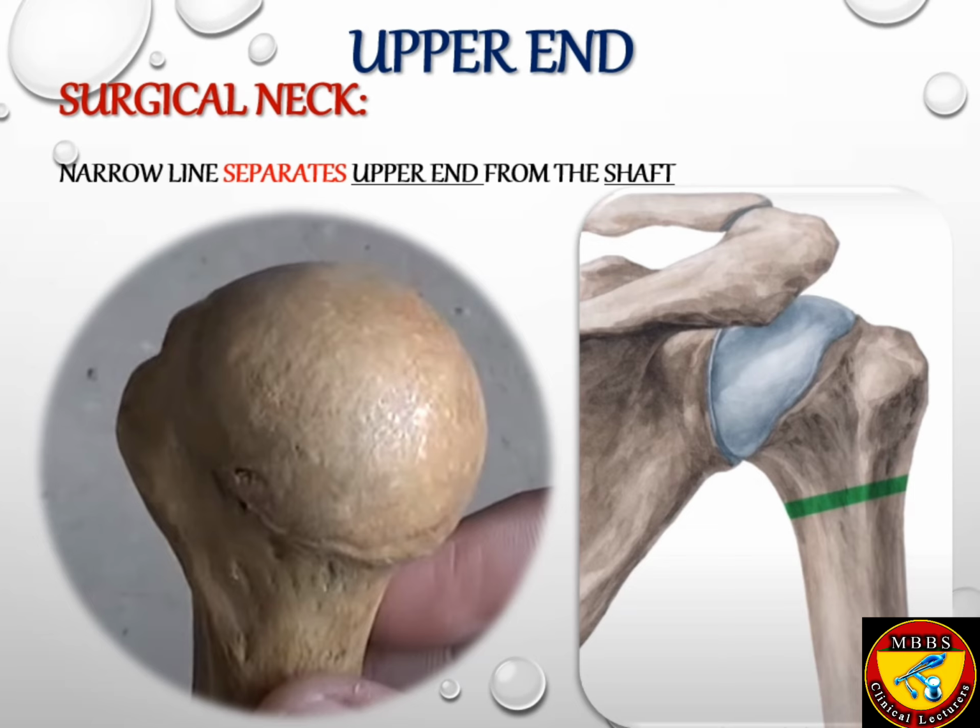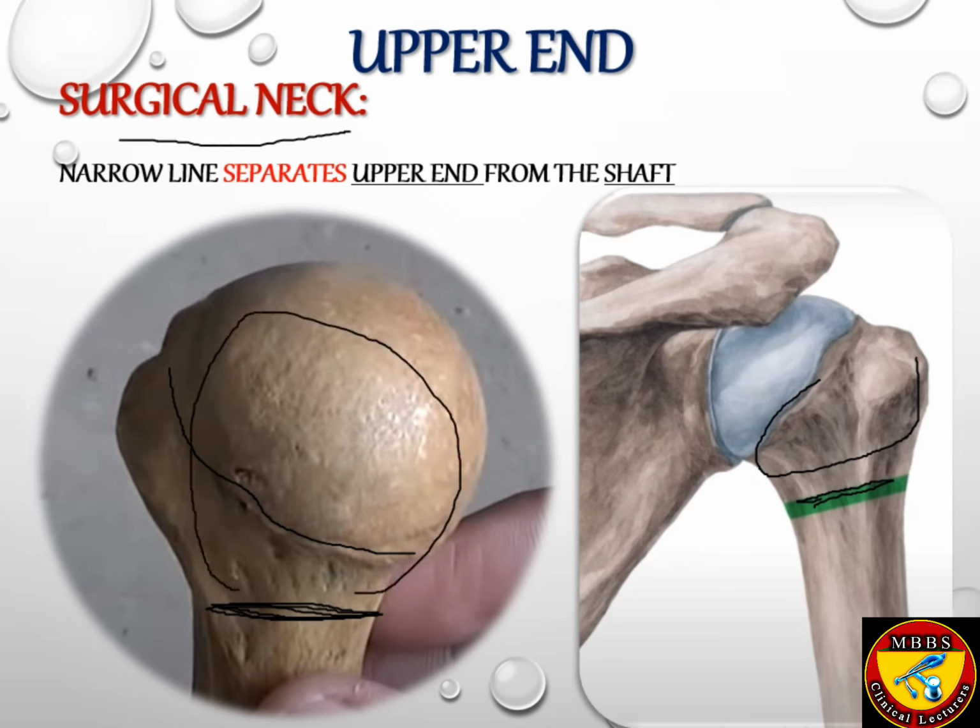Surgical neck. A narrow line separates the upper end from the shaft. You can see immediately below the expanded upper end, there is a narrow constriction highlighted in green. This is called the surgical neck of the humerus, which separates the upper part from the shaft of the humerus. The anatomical neck was separating the head of the humerus from the rest of the upper part.